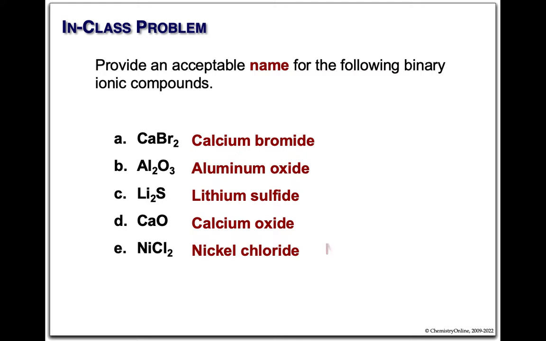Actually, it's nickel 2 chloride. And that's because nickel is a transition metal. Transition metals can have different charges. So you have to show the charge in the name this way. But we'll talk about that in a minute. So that's the easy way. Taking the formula and getting a name. Let's go backwards.